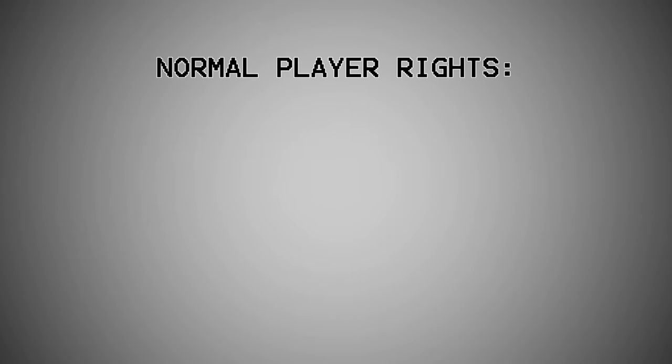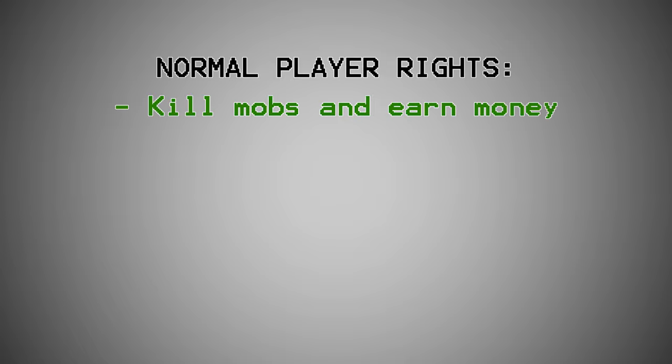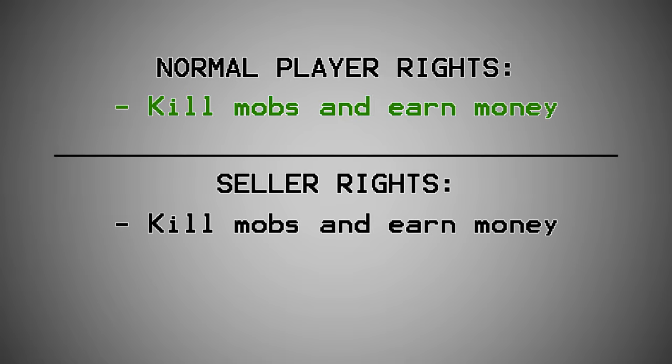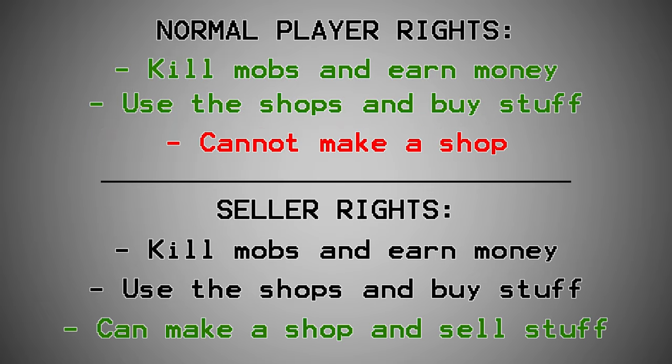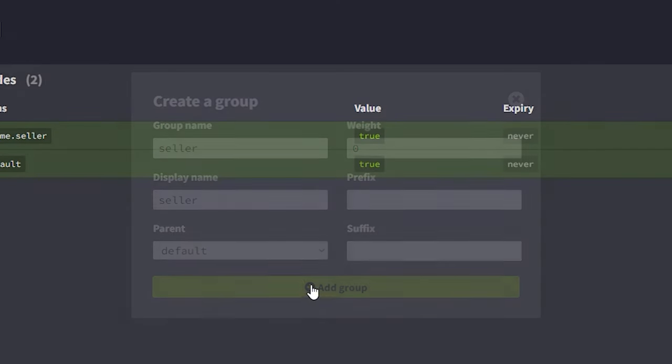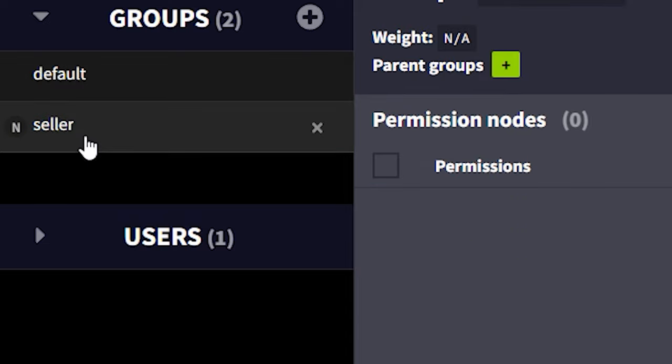For example, if I want the normal player to be allowed to kill mobs and then earn money, I also want the seller to be able to do that. If I want the normal player to be allowed to use the shops and buy stuff, I also want the seller to be able to do that. The only difference is the player cannot make a shop. That's what I'm going to do. Now click add a group. So now then, guys, as you can see, we've got the two groups right here.